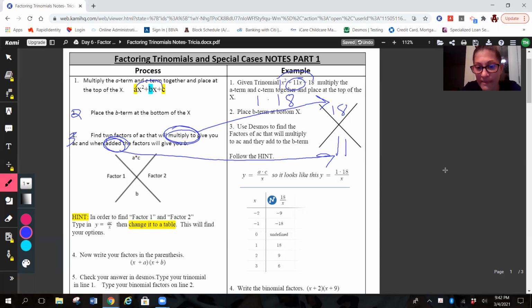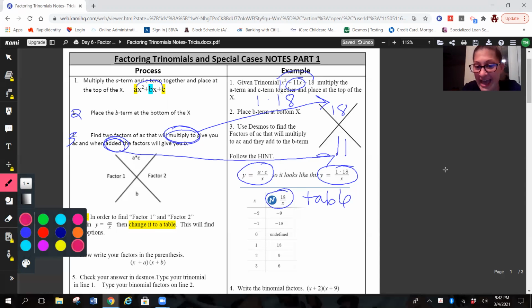I said y equals a times c. We already know that a times c is 18. We would type in 18 divided by x, change it to a table, like so. And these are all the factors that multiply to 18. You just need to decide which factors add to 11. Those add to negative 11, those add to negative 19. So we don't want anything with a negative. So it's not those. That's undefined.